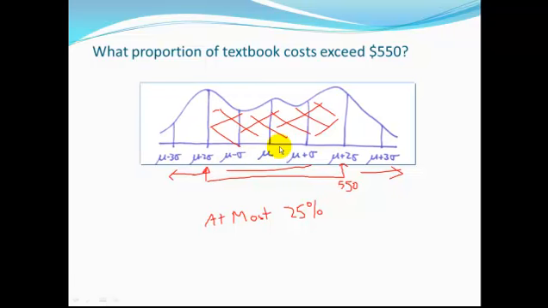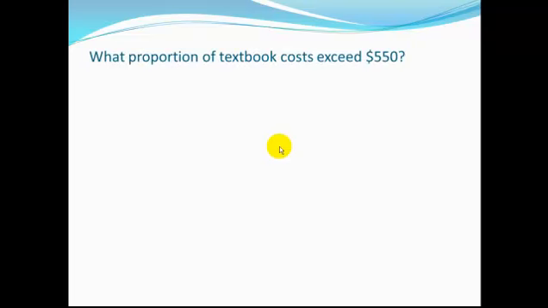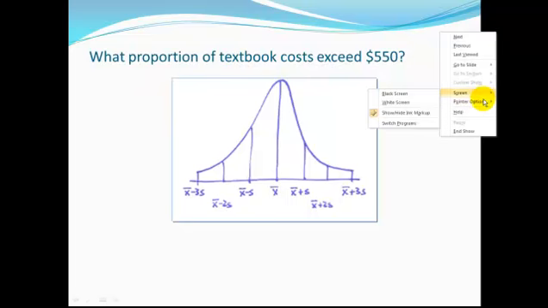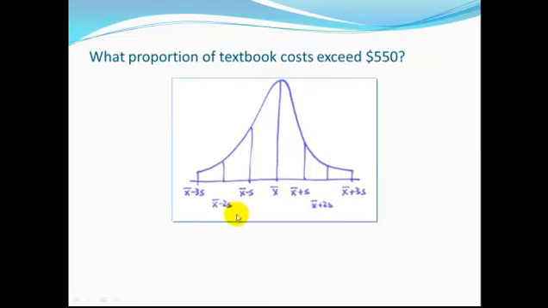Now, I'm going to come back to this in a second. I may lose my annotations. We'll see. What proportion of the text costs exceed 550? Let's look at this problem again, but using the empirical rule. Again, we have 250, and here we have 550, and we know that this is approximately 95%. And so if you have 95% in here, what falls outside? Well, if there's a total of 100% under the curve and 95% fall inside, we want to know what falls out here.